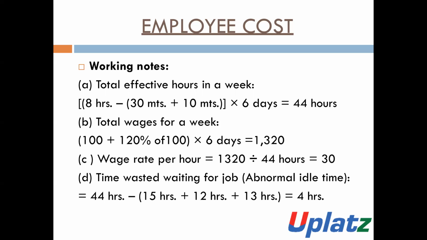Time which is wasted waiting for the job is to be considered as abnormal idle time, because it is abnormal. It is 44 effective hours, less 15 hours, less 12 hours, and less 13 hours. That total is equal to 4 hours, which is wasted waiting for a job. Then 4 hours is the abnormal idle time.